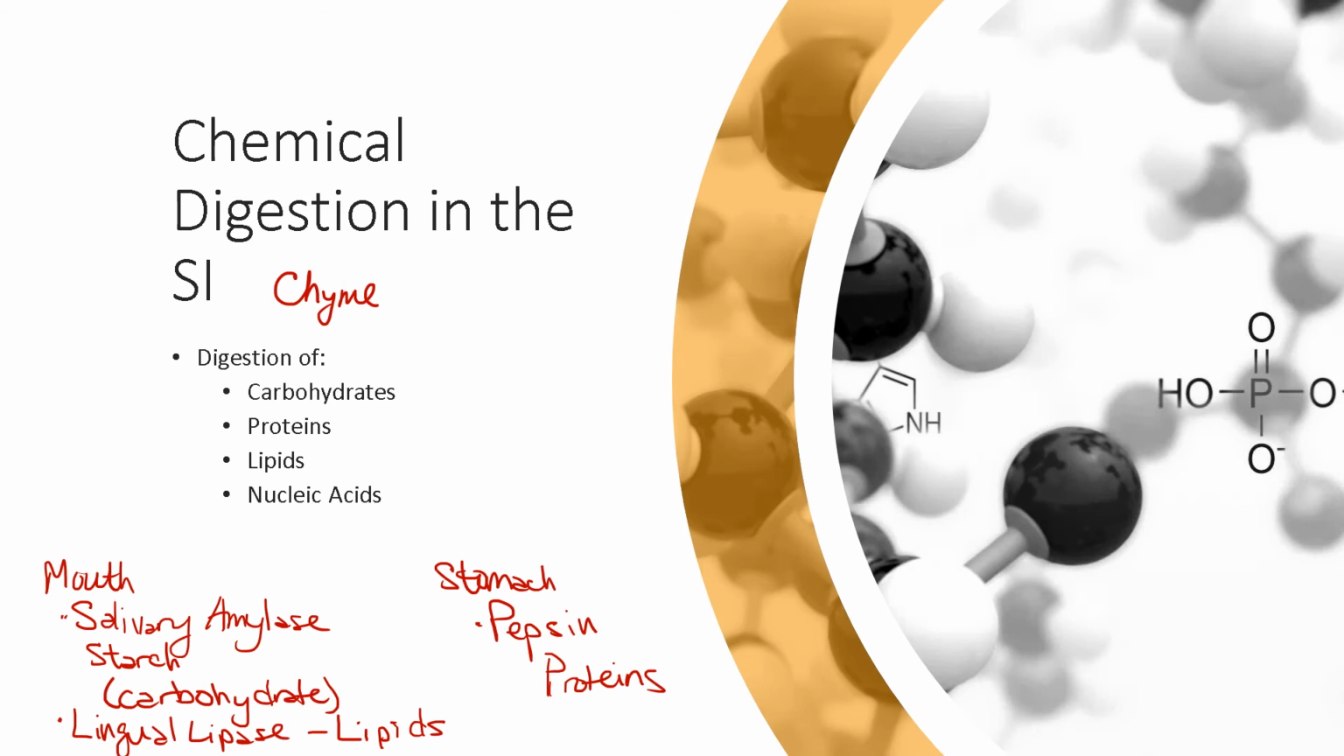So the completion of the digestion of carbohydrates, proteins, and lipids is going to be a collective effort of pancreatic juice, bile, and intestinal juice in the small intestine. So these are going to help to complete the digestion of carbohydrates, lipids, and proteins.